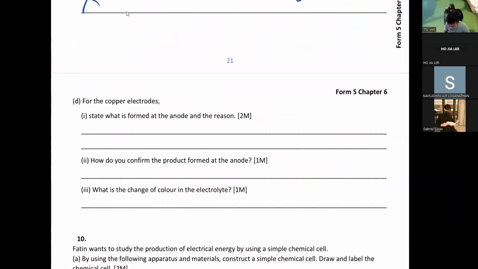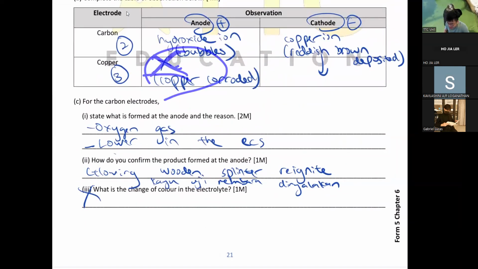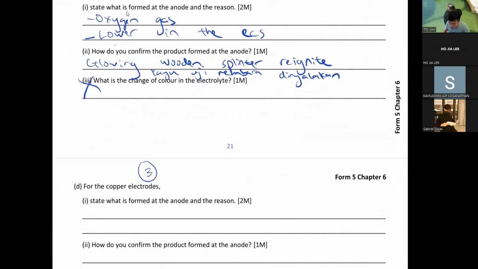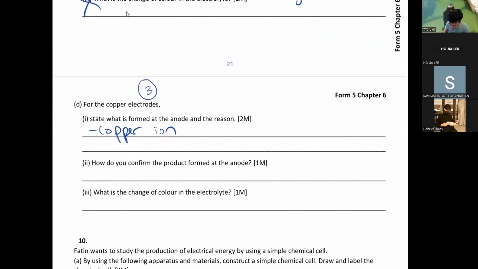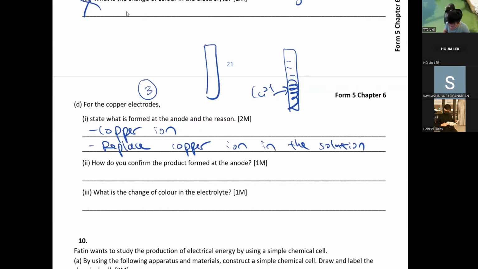So D, for copper electrode, this is the third situation. State what is formed at the anode and the reason. Anode, I'm choosing neither, girls, right? But instead, copper will jump into the water. So instead, you will see copper ion, because solid copper becomes copper ion in the solution. So they jump in, right? And the reason is to replace copper ion in the solution. Because like I said, if this is negative, copper comes here and sticks here. Positive here, copper will jump out to replace the copper. You kick one out, I jump one in.